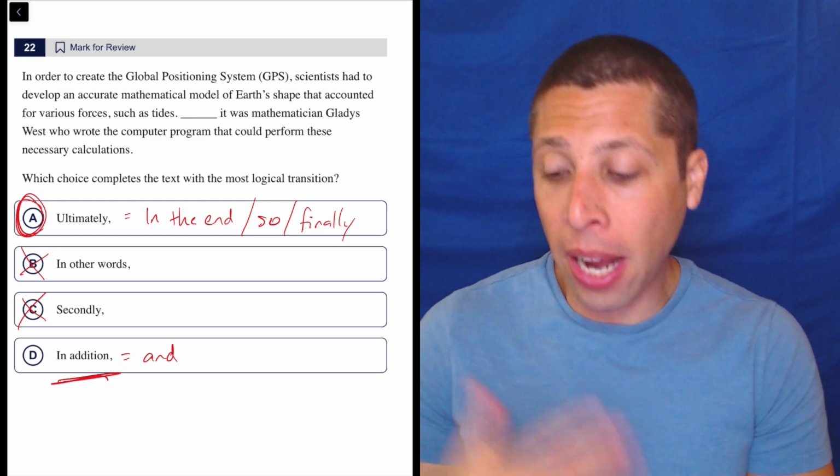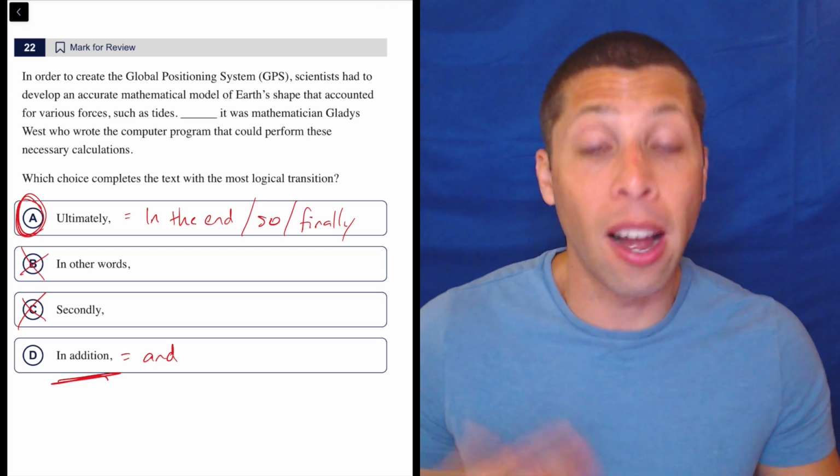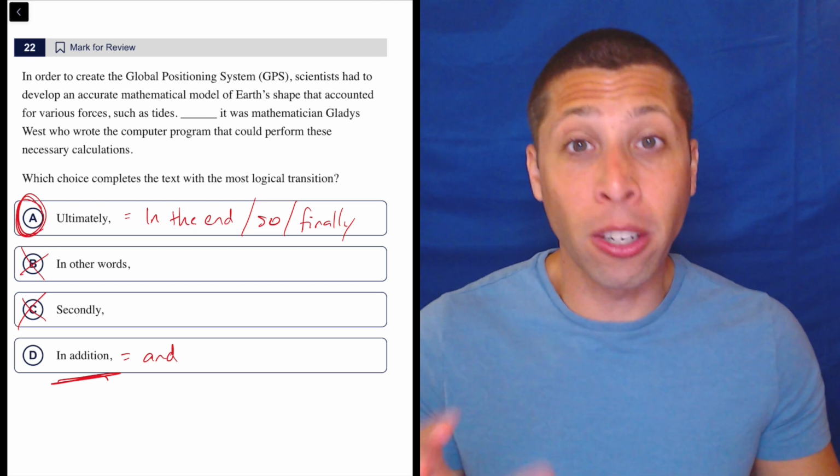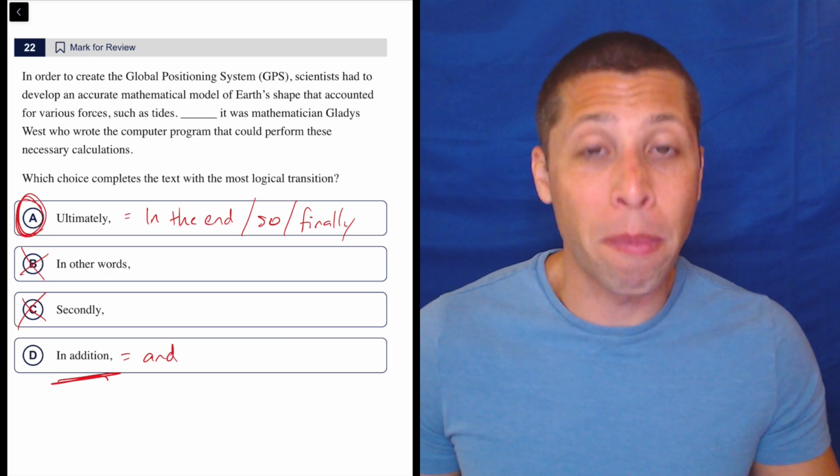Hopefully that makes sense, but I do understand this is why these transition questions are hard for a lot of people. You don't have intuitive understandings of the transition words, so you might understand what the sentences are trying to say, but finding the right word is just hard. So try to memorize them as best you can.